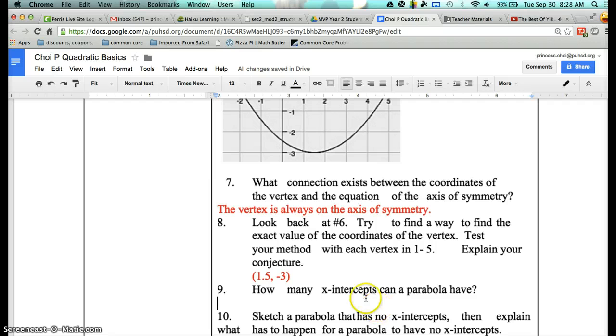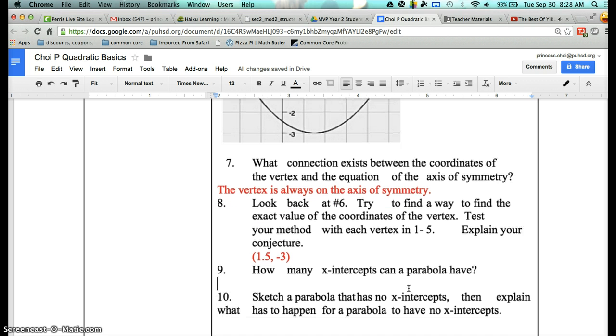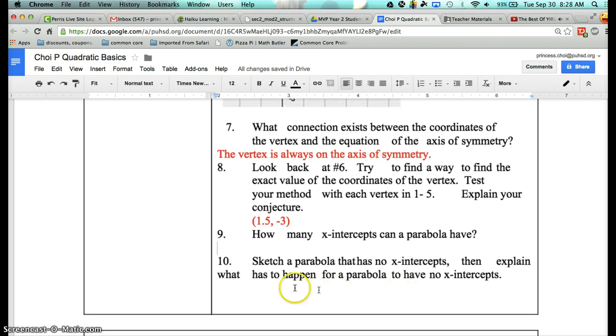So then it says, how many x-intercepts can a parabola have? I want you to look around the classroom and write down the answer for yourself. And then number 10 says, sketch a parabola that has no x-intercepts and explain what has to happen for a parabola to have no x-intercepts. We have to finish this in 5 minutes because we have to finish our project today. Okay? All right. So I'm going to come back.